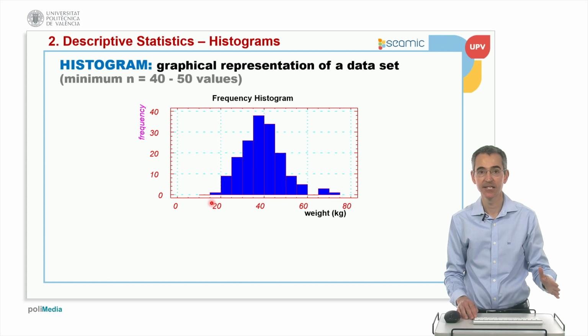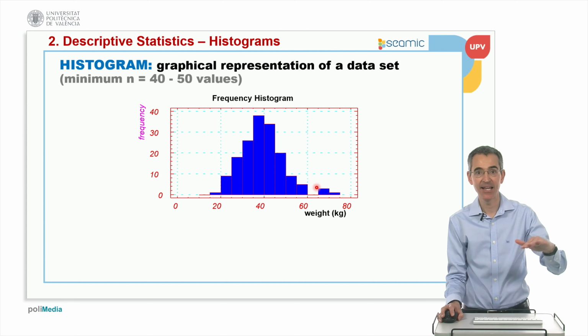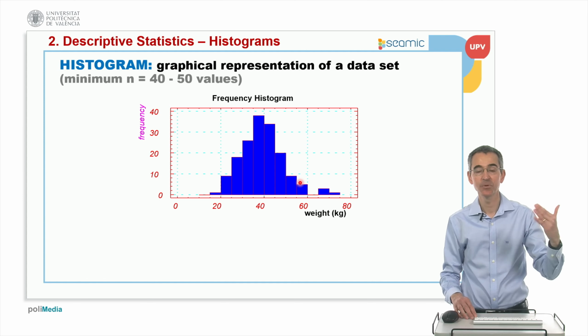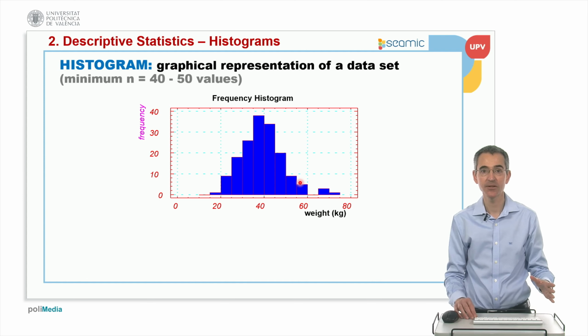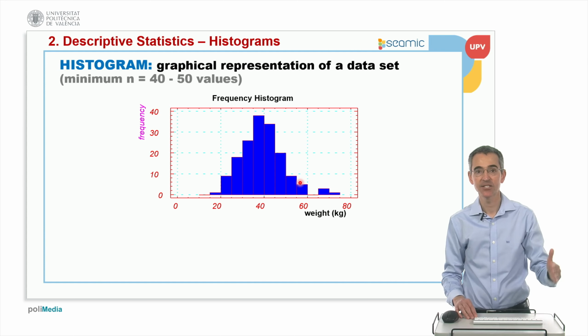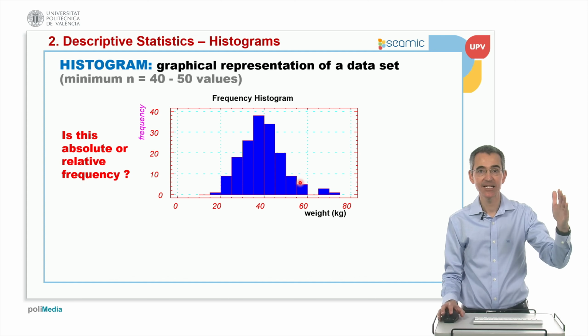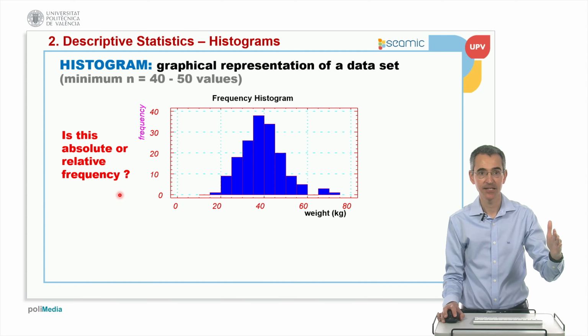Okay, so this is a common shape. Usually this shape that resembles a bell is very common and is called a normal distribution. This is something that we will repeat many times in this unit of statistics. This normal distribution is the most common in practice. In the vertical scale, we can represent absolute frequencies or relative frequencies.